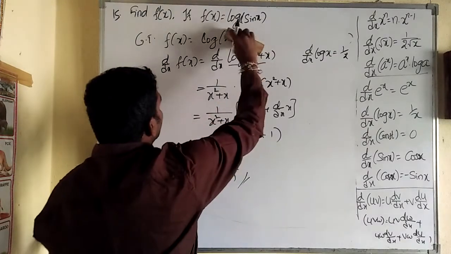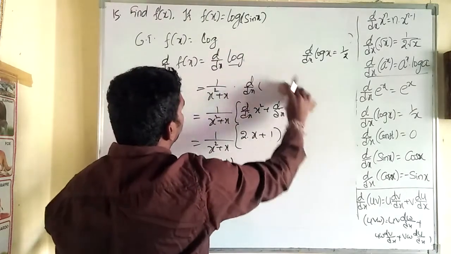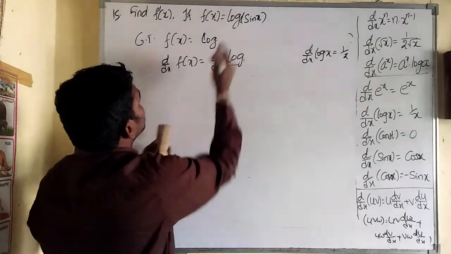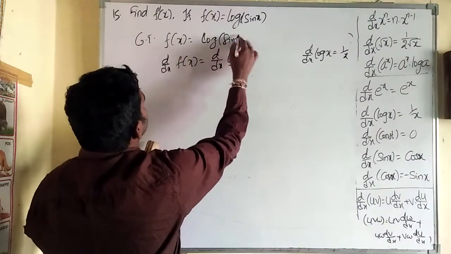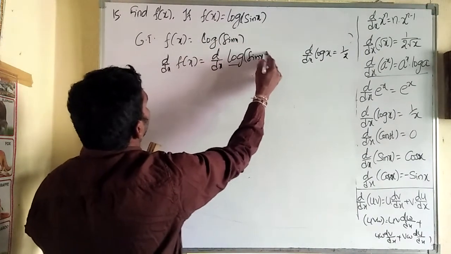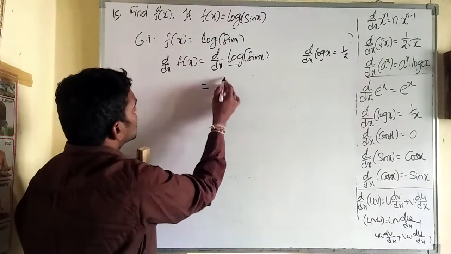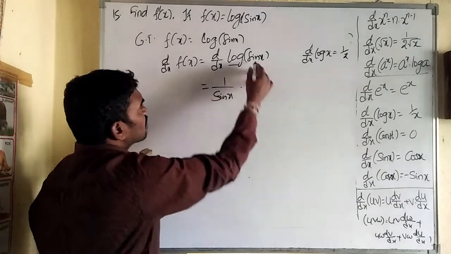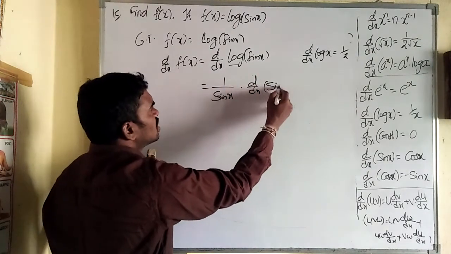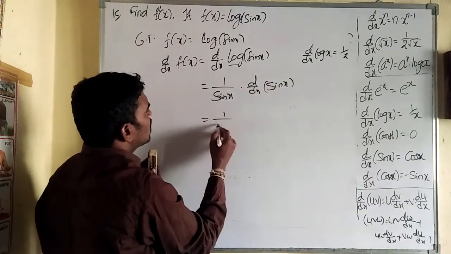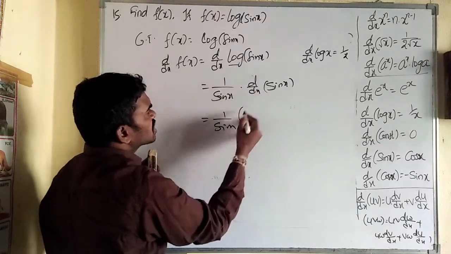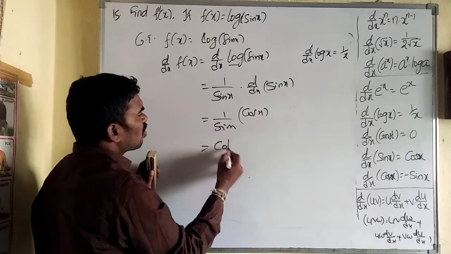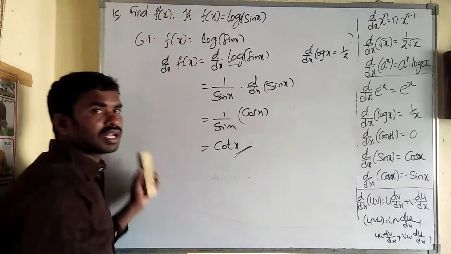Okay, here I am doing it. Log of sin x is given, so we can apply the log x formula. The log x formula is 1 by x, so 1 by sin x into again d by dx of sin x, since instead of x, sin x is there. So 1 by sin x into, now tell me the sin x derivative, cos x. Very good. Cos x by sin x means what? Cot x. So cot x is the answer. That's it.